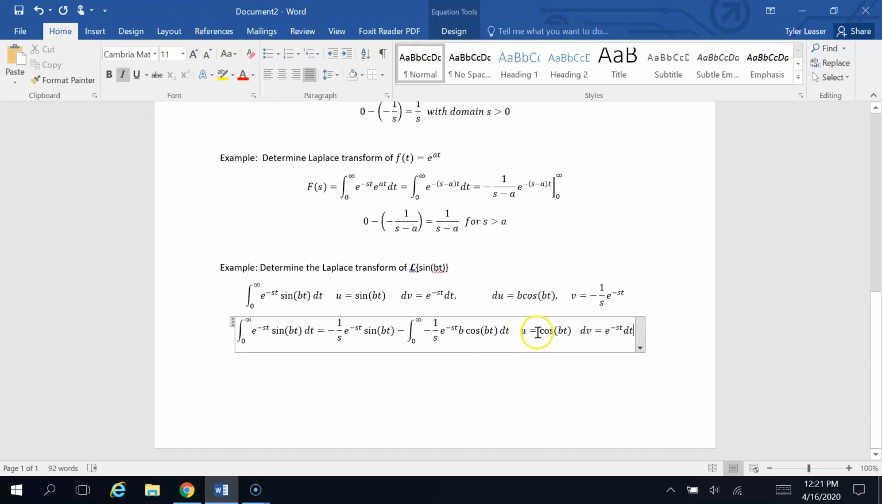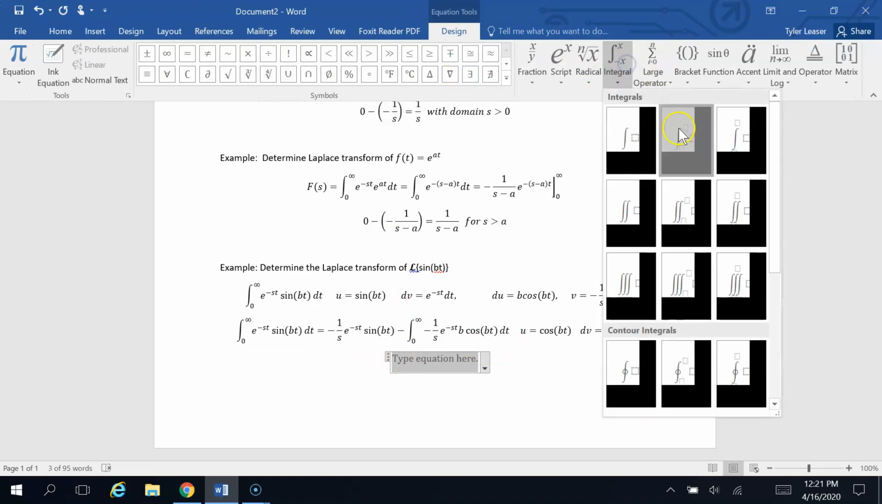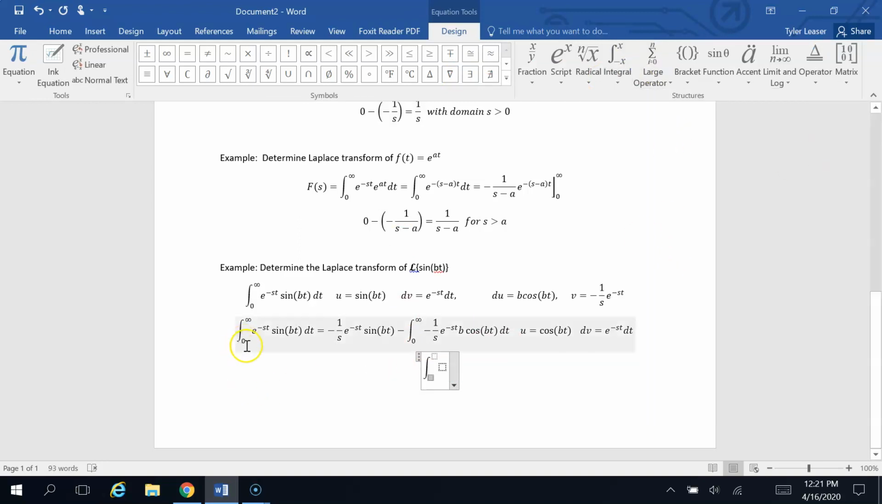I also need to take my du and my v, but hopefully you can just kind of see what those are based on the stuff that we just did from the top line without me writing it all out. So this is what we have now. We still have the left-hand side of the equation over here, the integral from 0 to infinity, still the e to the negative st, still the sine of bt dt. That's still equal to this here. So we're just going to copy this down, negative 1 over s, e to the negative st, sine of bt.